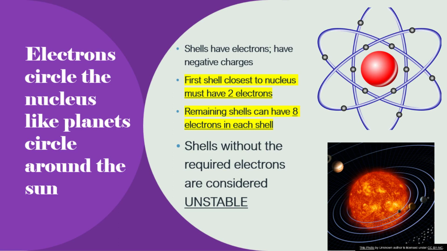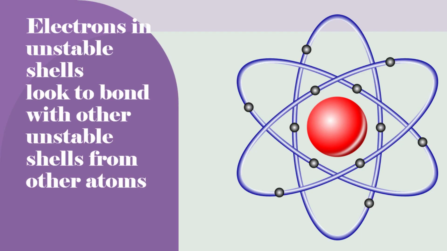The first shell or orbit closest to the nucleus has 2 electrons. Remaining shells around the nucleus have 8 electrons in each shell. The outermost shell, farthest from the nucleus, may not have a complete 8 electrons. These shells will be considered unstable. Electrons in unstable shells are looking to bond with other unstable shells from other atoms. The ultimate goal is to have a complete outer shell with 8 electrons, thereby being stable.